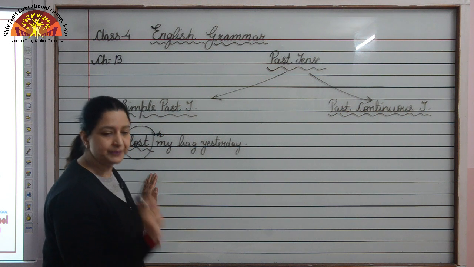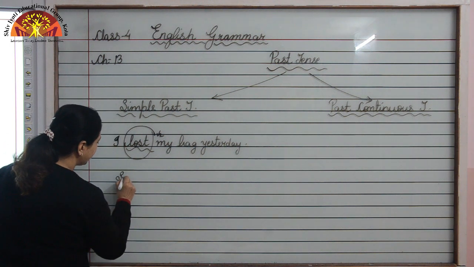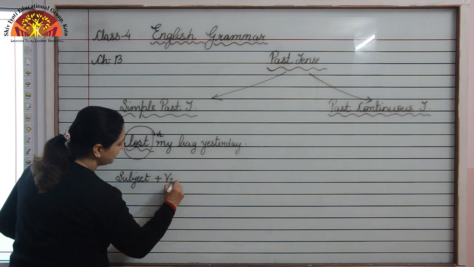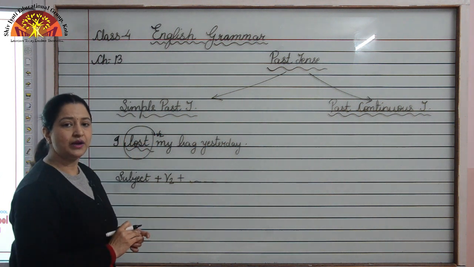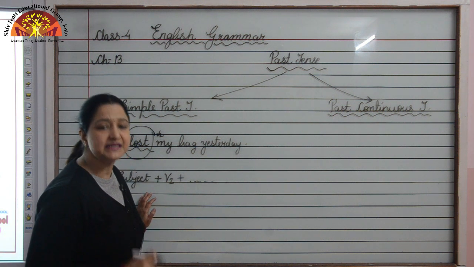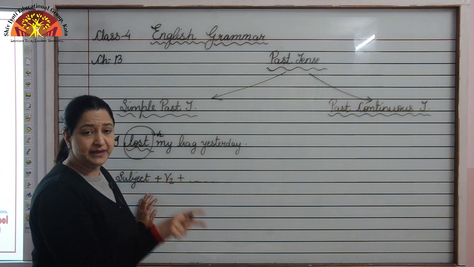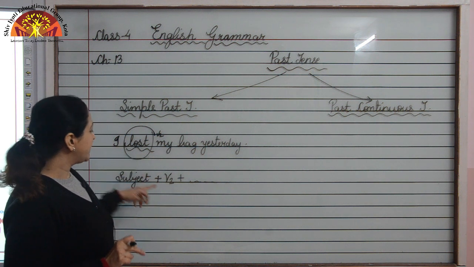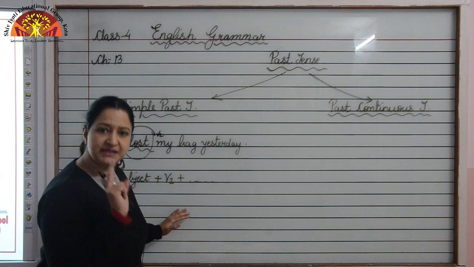Always remember that. Okay, now what is structure? Subject, okay, subject plus second form of verb and rest of the sentence. Okay, this is very easy. Whenever you want to convert a sentence into past tense, or whenever you have to identify whether the sentence is in past, present or future, observe the verb, form of the verb. So if there is second form of verb with subject, it means it is simple past tense.